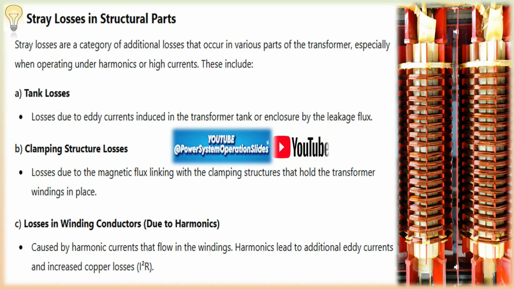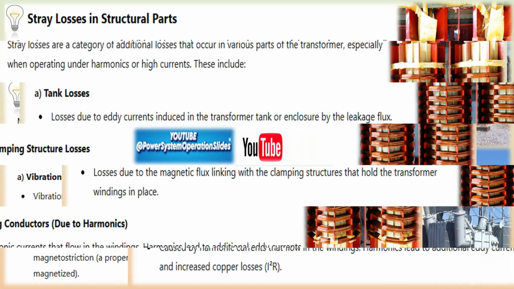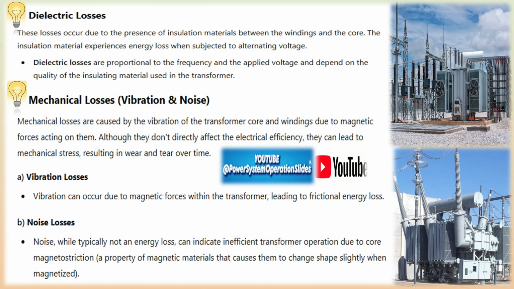Harmonic losses. Extra losses due to harmonics. In the presence of harmonic distortion from nonlinear loads, transformers experience additional losses beyond normal operation. These include increased copper losses due to harmonic currents. Harmonic currents increase the overall RMS current in the transformer, causing higher I²R losses in the windings.